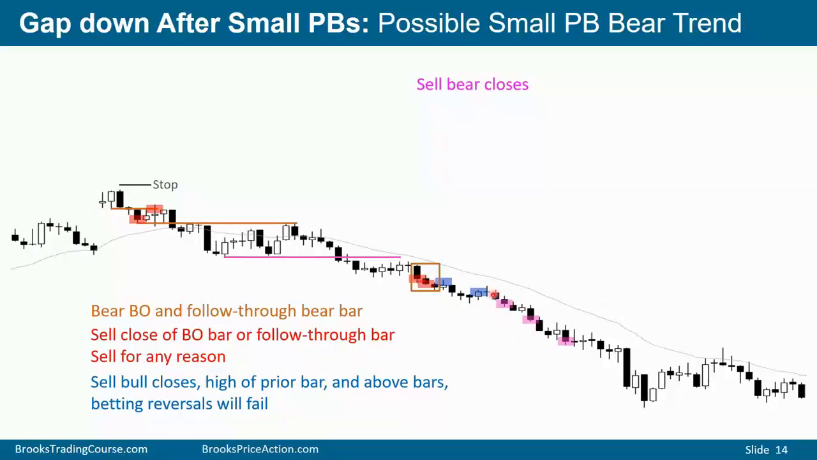Now we're starting to get consecutive closes in a very tight channel. Some bears will just sell closes, any closes. Here are 3, but they could sell any close. They could sell at the market.